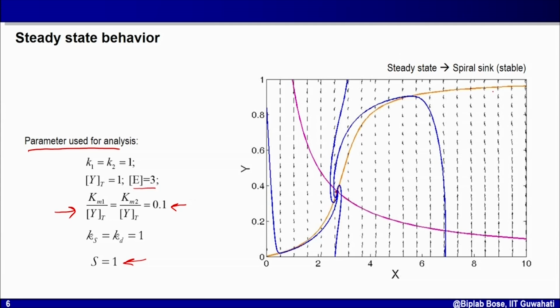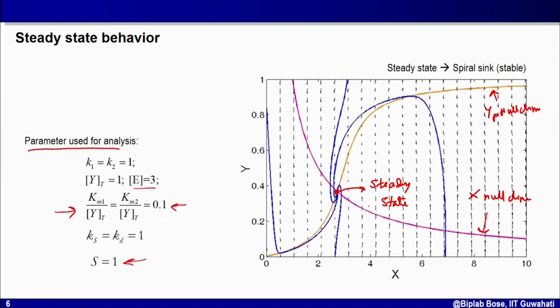So this yellow line is my YP nullcline, and this pink line is my X nullcline. These two nullclines are intersecting at this position, so this position is my steady state. As you can see, the intersection can happen only at one position, so that means in this system only one steady state is possible.